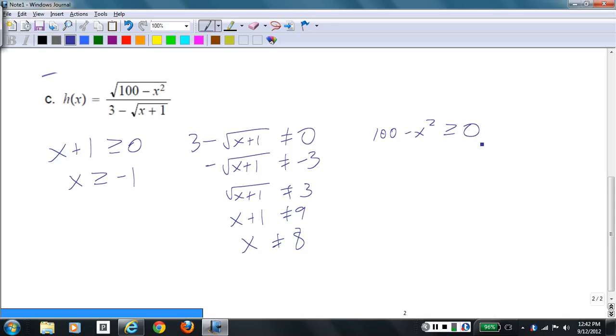What's going on here? 100 minus x squared is greater than or equal to 0. So negative x squared needs to be greater than or equal to -100. Careful here, x squared better be less than or equal to +100 if we divide both sides by negative. So x needs to lie between what numbers in order for its square not to be greater than 100? It needs to lie between 10 and -10.